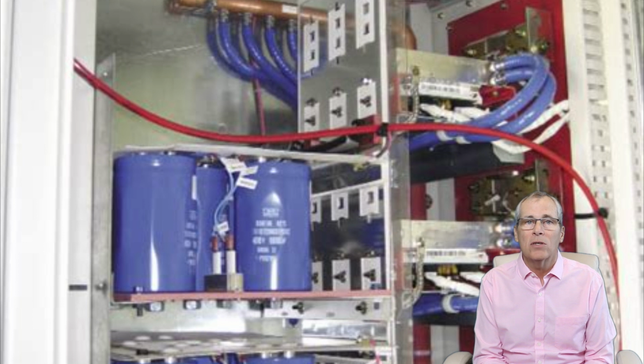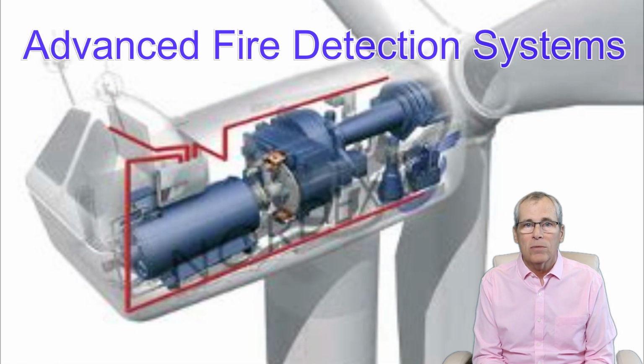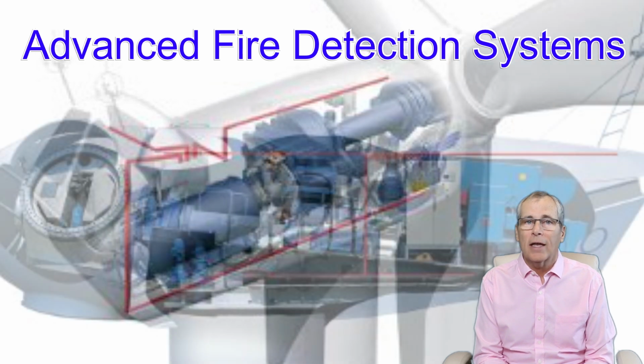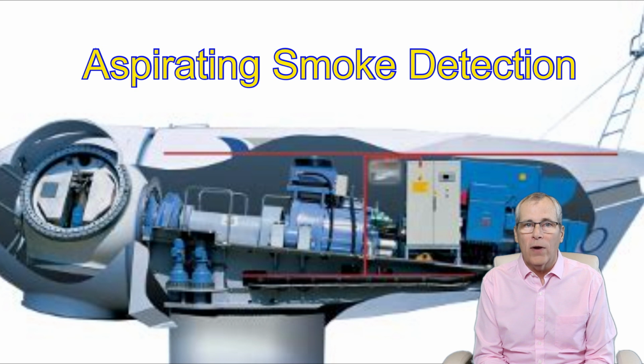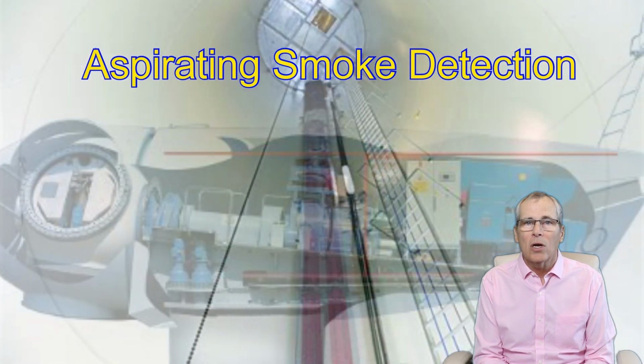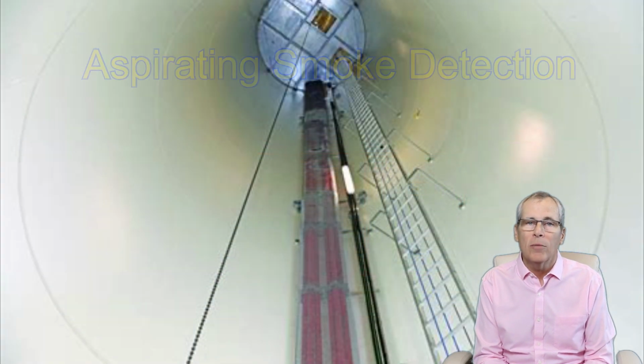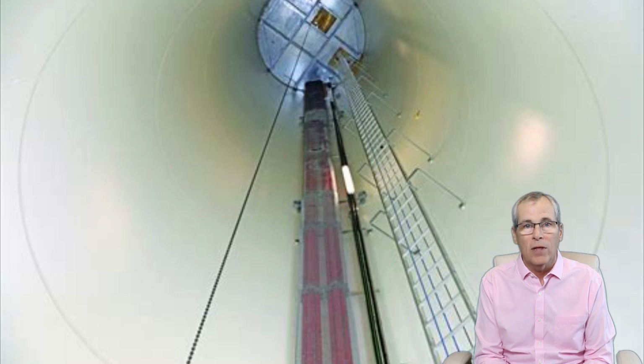Some of these developments include advanced fire detection systems. Wind turbines are equipped with advanced fire detection systems that can detect a fire early and quickly alert the control room or the fire department. These systems use a combination of sensors such as thermal imaging cameras, smoke detectors, and flame detectors.